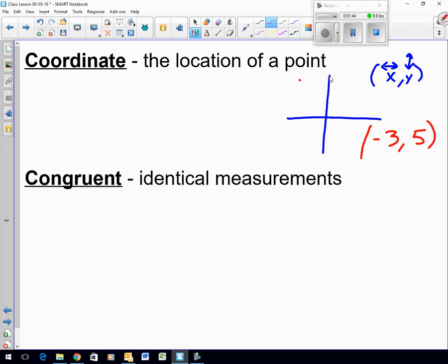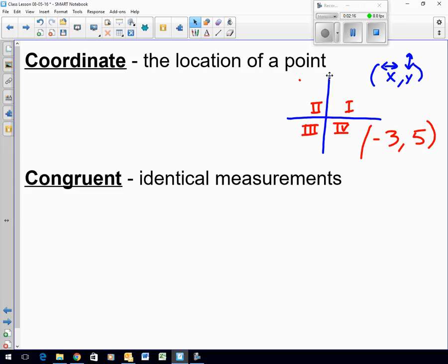Quick rehash of the quadrants. Start in the upper right-hand quadrant. 1, 2, 3, and 4. Okay? They go counterclockwise, going from the upper right, right? Now that is like 3 weeks of coordinate algebra in a minute. Pretty good. Congruent means identical.